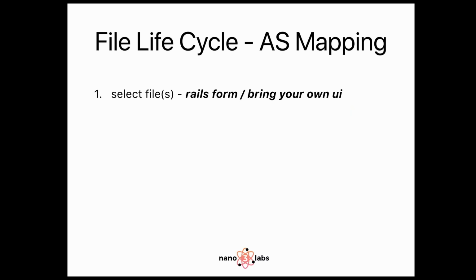So how does Active Storage map to these file lifecycle thingies that I came up with? If you open up Active Storage, you'll see that for selecting files, pretty much there's Rails forms, and there's really nothing else that it provides you. What I like doing in my apps is BYOU, bring your own UI. So React and none of the Rails stuff, because forms are kind of lame.